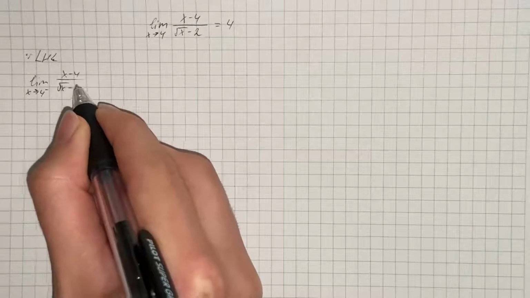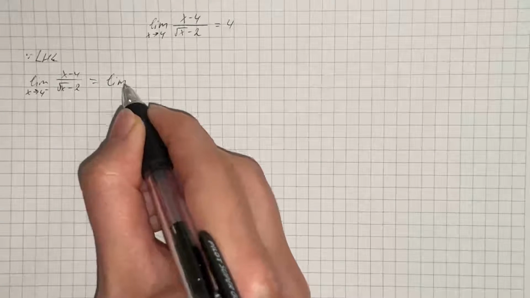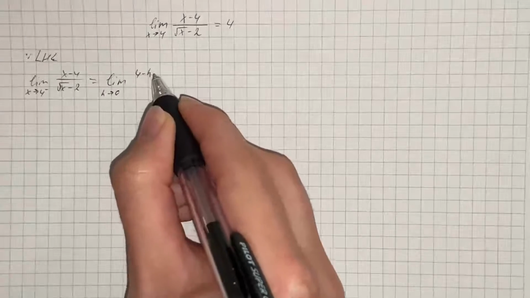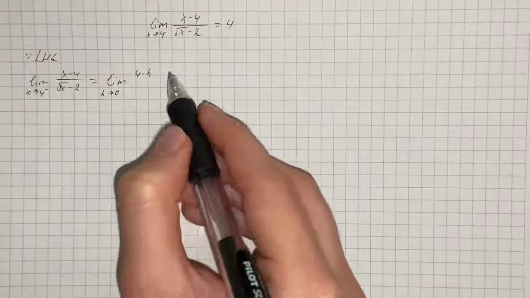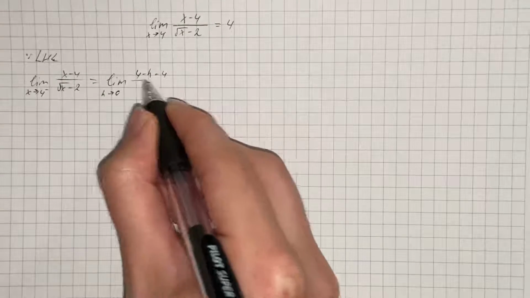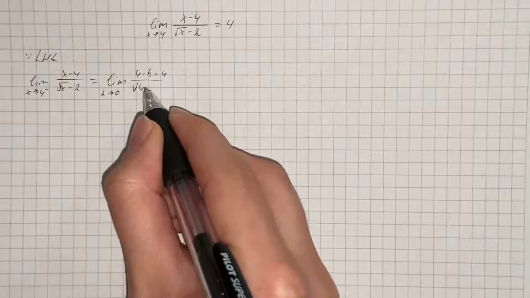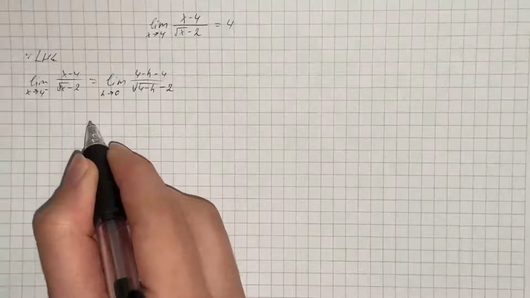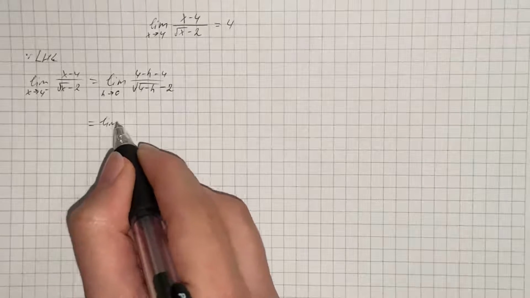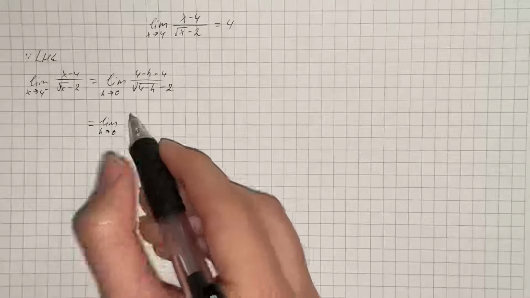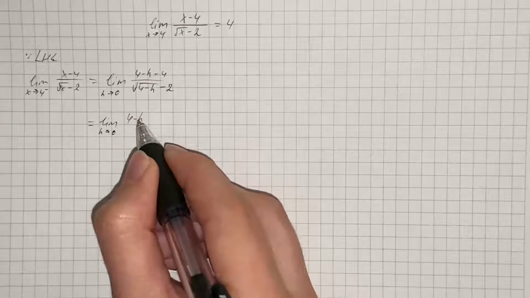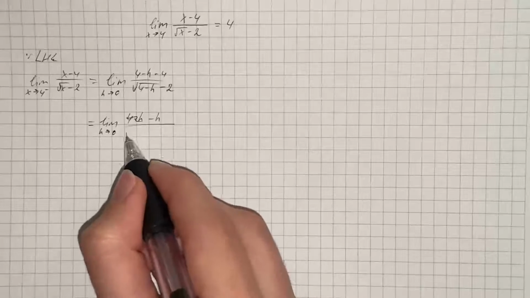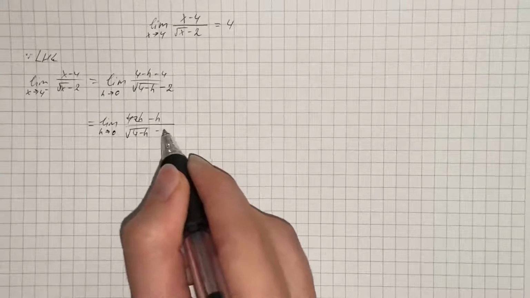So now we substitute x by 4 minus h, as h tends to 0: (4 minus h minus 4) over (root of 4 minus h, minus 2). So that's going to be the limit as h approaches 0 of 4 minus h, just negative h. So we subtract 4, over root of 4 minus h, minus 2.